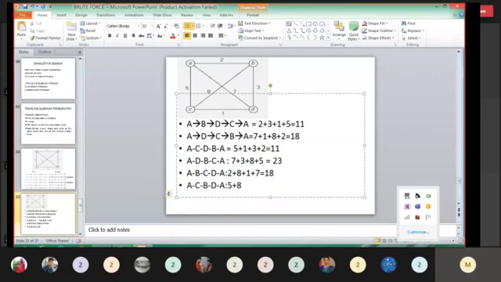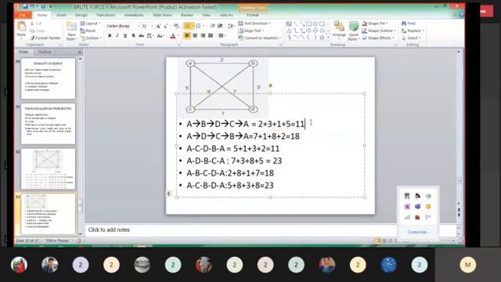So now we examined all the possible tours. We have 6 paths, right? Among the 6 possible tours, which is the minimum distance? 11, right? So this is one of the optimal solutions. Again, we have another optimal solution, this path.